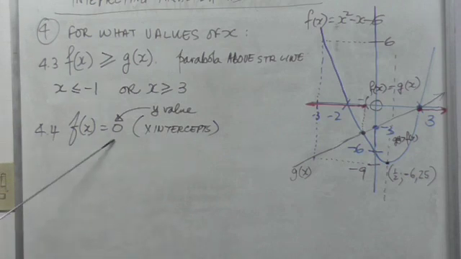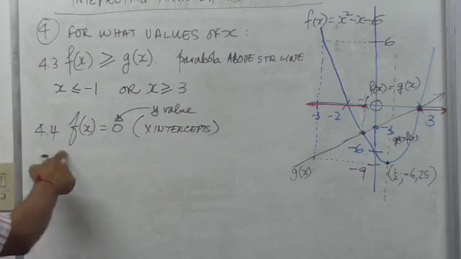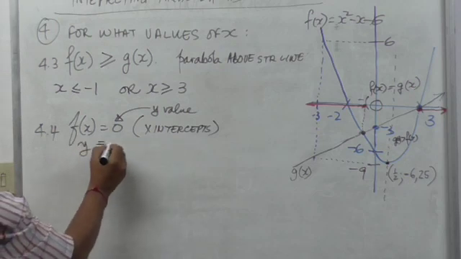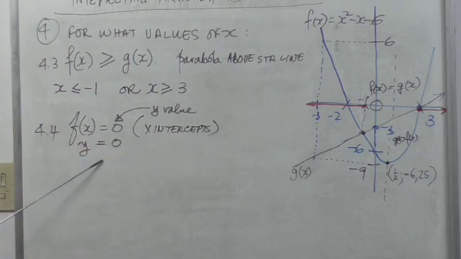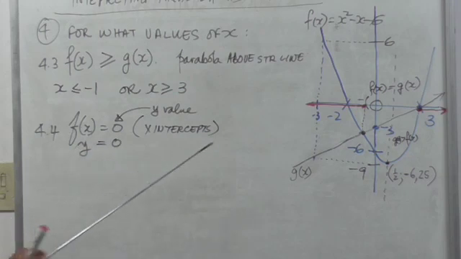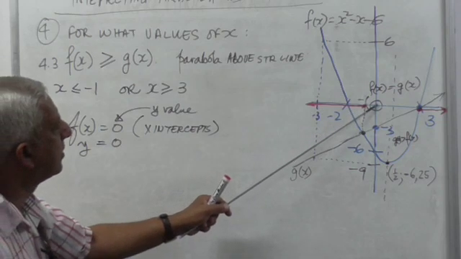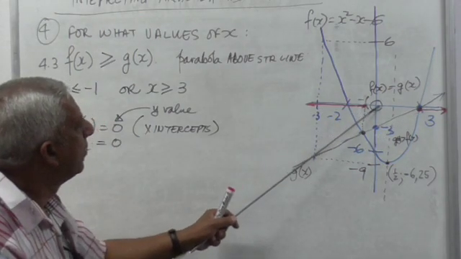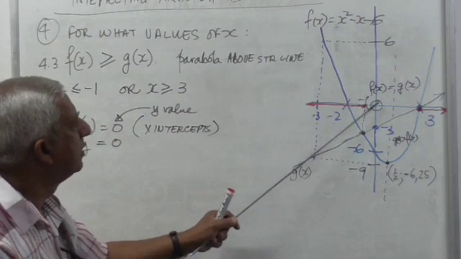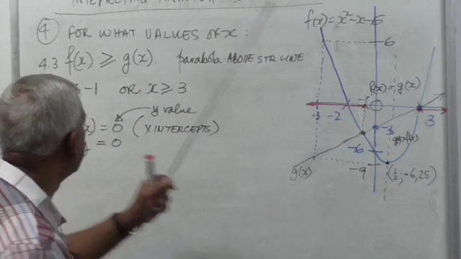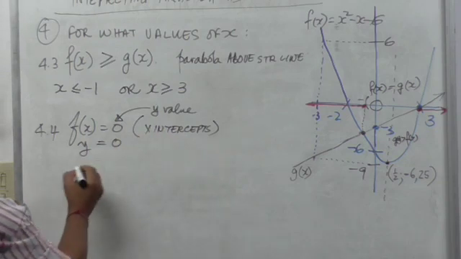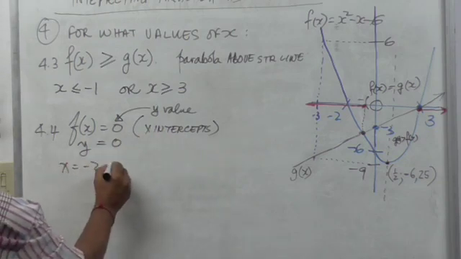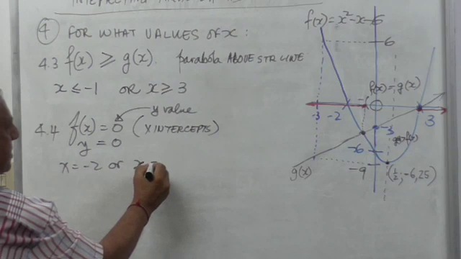This is a y value, right? Because f of x, you can replace f of x by y. So really, what did he say? Y is equal to 0. So it's asking you, for what values of x is y equal to 0? So y is equal to 0 here for what values of x? For -2 and for 3. Or x-intercept simply x equal to -2 or x equal to 3.